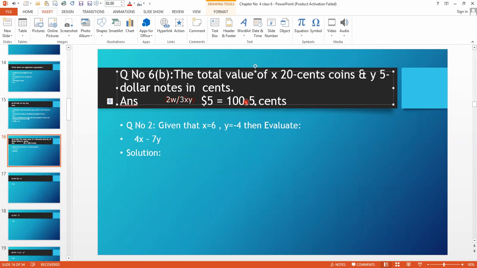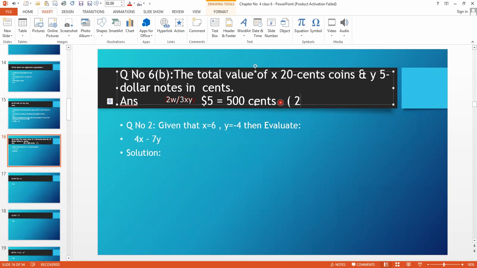So it becomes 5 multiplied by 100, it becomes 500. In $5, how many cents are there? 500 cents. And they are saying you have to write the total amount, total value. So how do we have to write the total value? Look here. For total, I have to put a bracket. So how many cents are there?